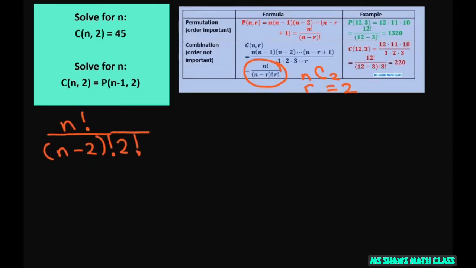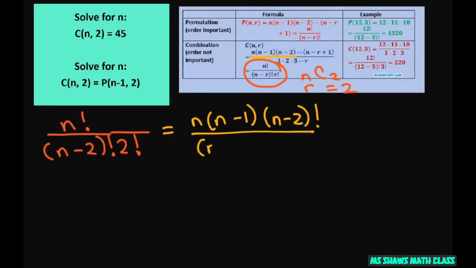Now, if you're coming to this problem, you've done some basic ones. You know that this top one is basically just n. We're doing this times n minus 1 times n minus 2 factorial. This always equals this one, because that can cancel out. And then we have 2 factorial.